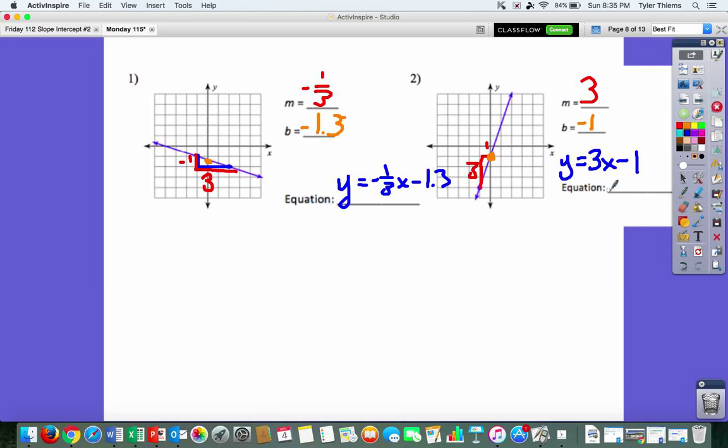I want you guys to try number 3 and number 4 on your own below. Press pause and try those on your own.